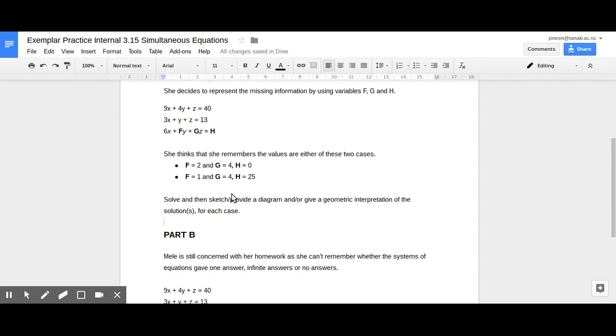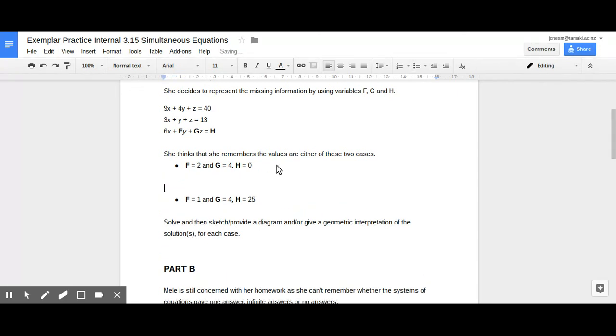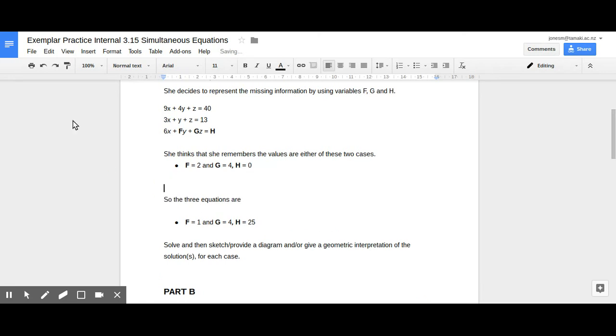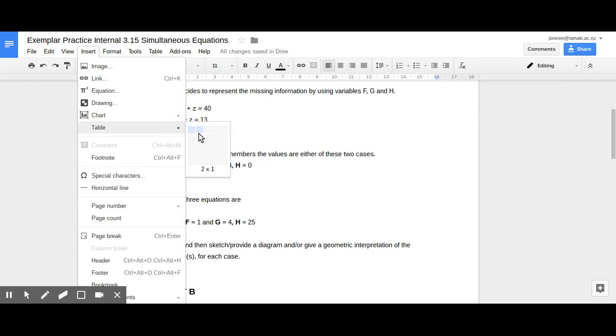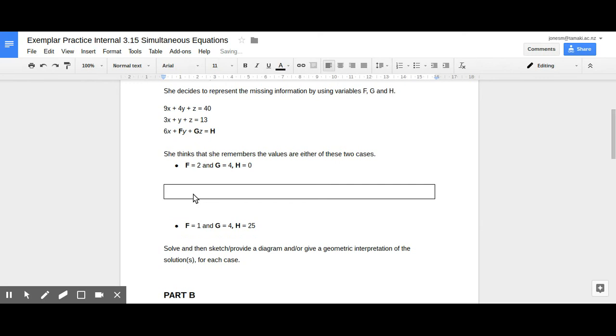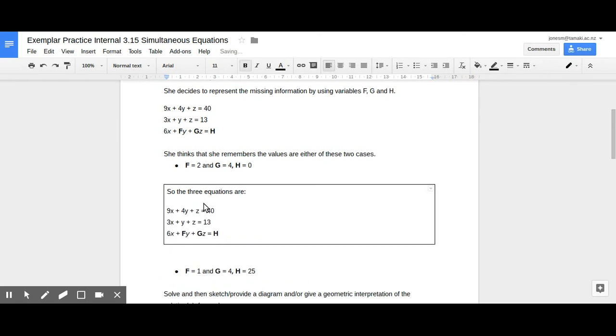Alright, so for this first one here, the three equations are, what I'm going to do is I'm just going to put it in a table just so it's clear to me where my answer starts and where the question is. Okay, so the three equations are now, instead of f, we've got 2, instead of g, we've got 4, and instead of h, we've got 0.